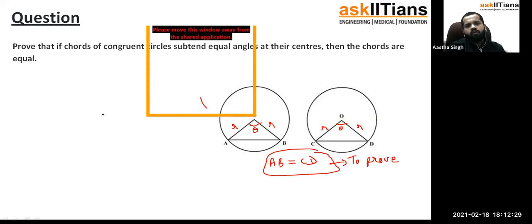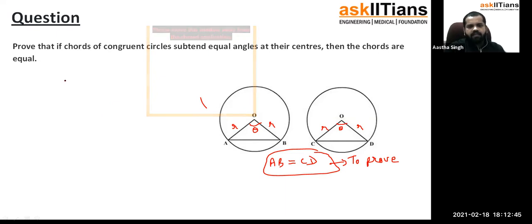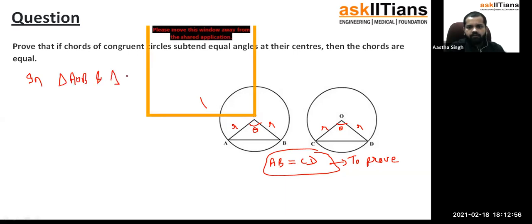If chords of congruent circles subtend equal angle at their center, then the chords are equal. How will you prove, guys? Okay, so to prove AB is equal to CD, it is just part of a triangle. So let us take triangle AOB and triangle COD. We have taken two triangles AOB and COD, right?